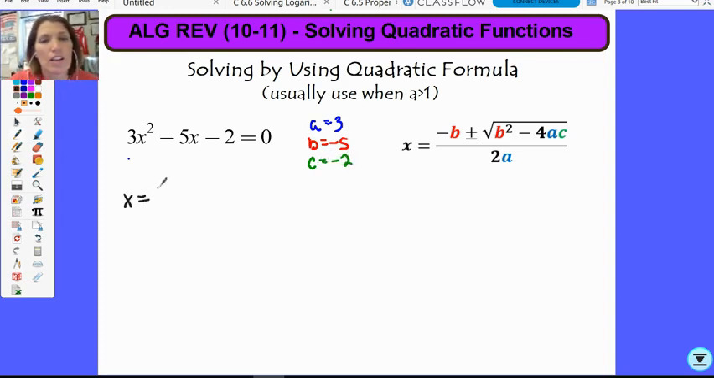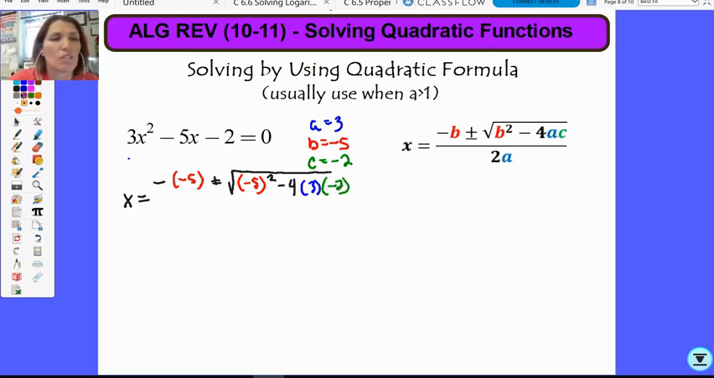x equals the opposite of b. The opposite of negative 5, plus or minus the square root of b squared. So we have negative 5 squared minus 4 times a times c, all over 2a. 2 times a. That's the easiest part of the memorization, is 2a.